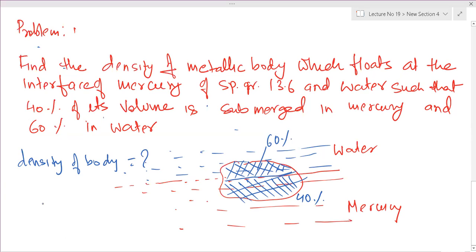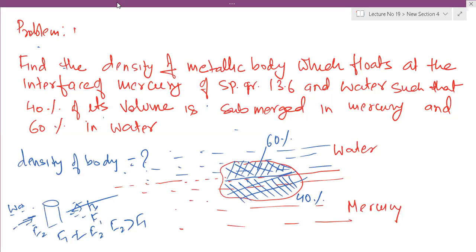So if a cylinder is there and you have different fluids, it is a case of different fluid. Here the force will be F1. Here one fluid is there, water, and this side the fluid is mercury, so of course this force will be different. This is your F1 and F2. So F1 will not be equal to F2; F2 will be greater than F1. Yeah, good question.